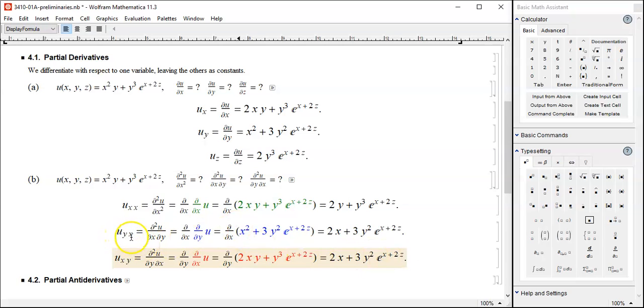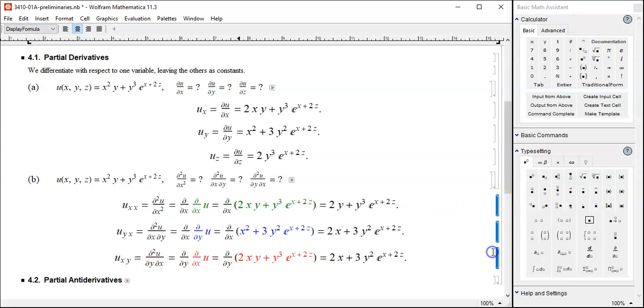Look at this. U sub yx, y first, x later, and in dd notation, d squared u, dx, dy. You have this switching here. So they can be really horrendous. But luckily, you don't have to worry about these. They're going to be the same anyway.